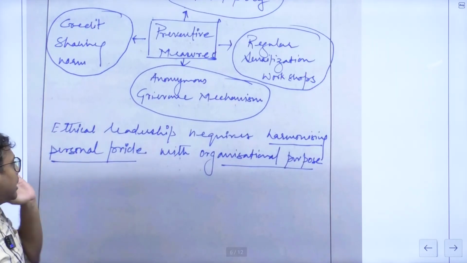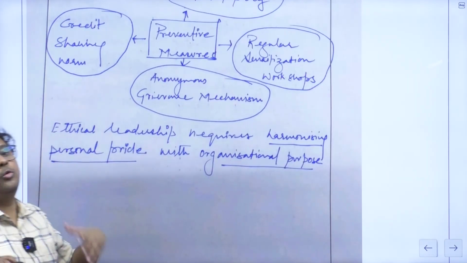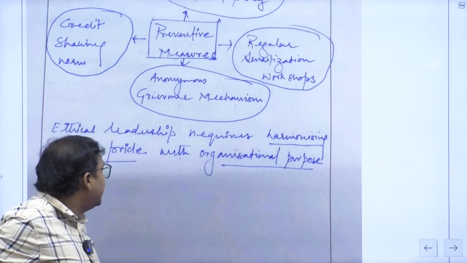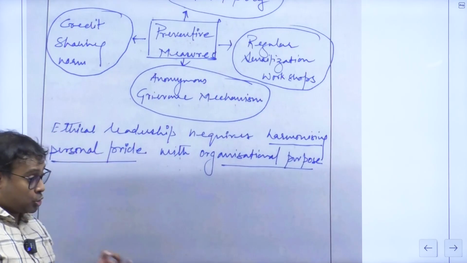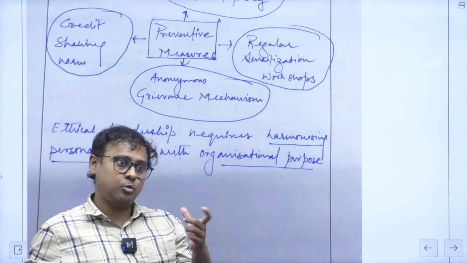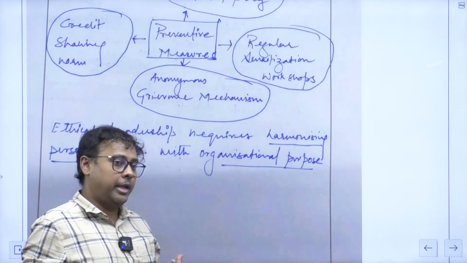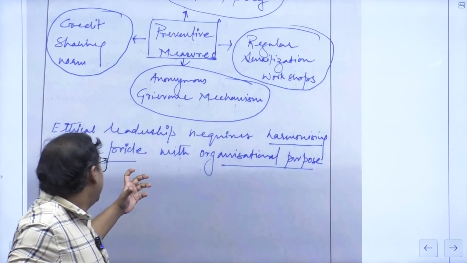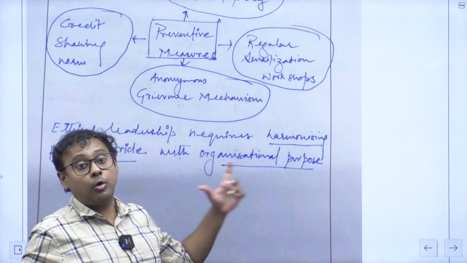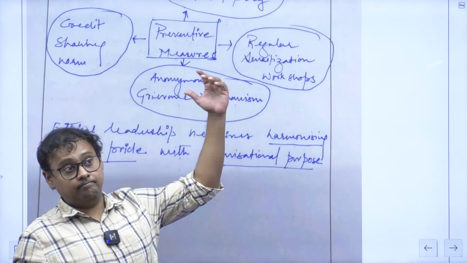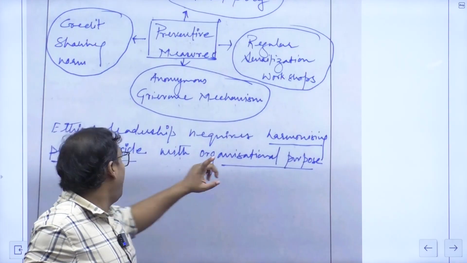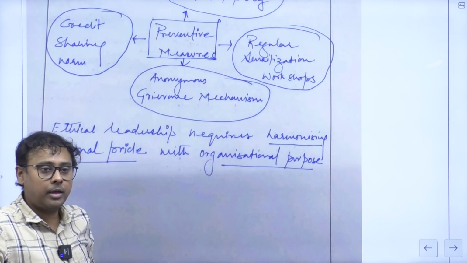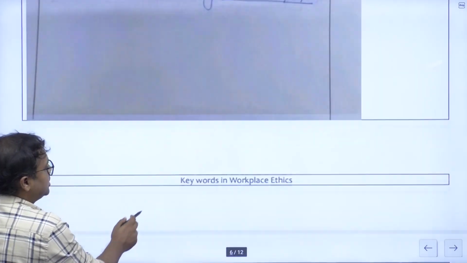Ethical leadership. This particular question is about how you are a leader. Ethical leadership requires harmonizing personal pride with organizational purpose. This shows how you are seeing a person who has this pride in him, but make sure that organizational purpose, value or vision is prioritized over personal pride. That is ethical leadership, that you have to balance. And this is the last case we'll talk.